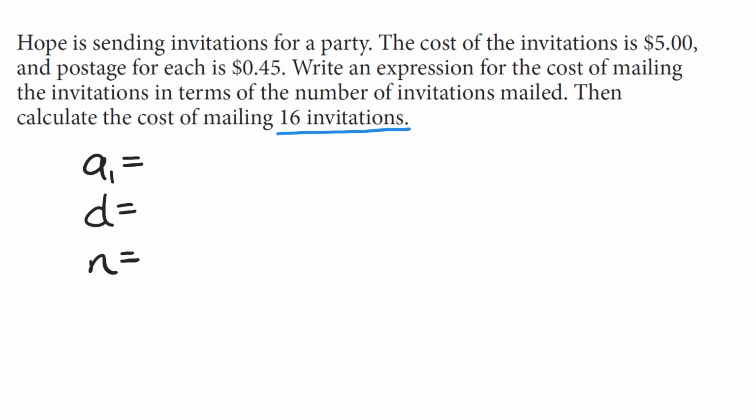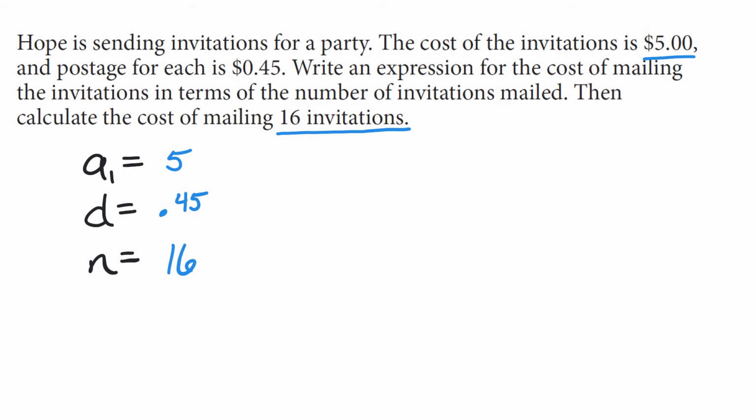Well, the first term in this sequence clearly is going to be $5. Hope is going to spend $5 regardless of what we have. That would be our first term in the sequence. The common difference, the change that we see, is going to be the 45 cents for each stamp. And then lastly, we're looking for the number in the sequence. In this case, that would be the 16th invitation.